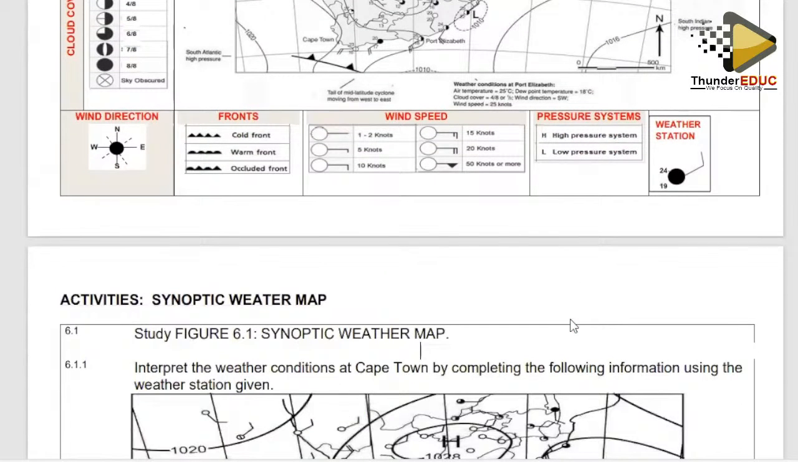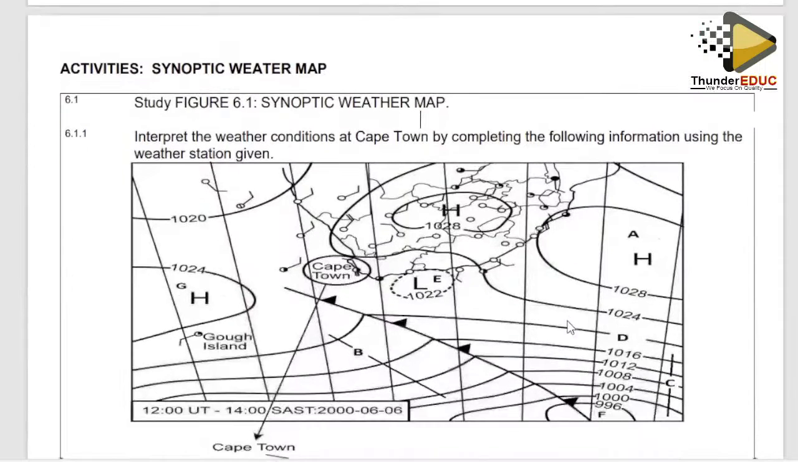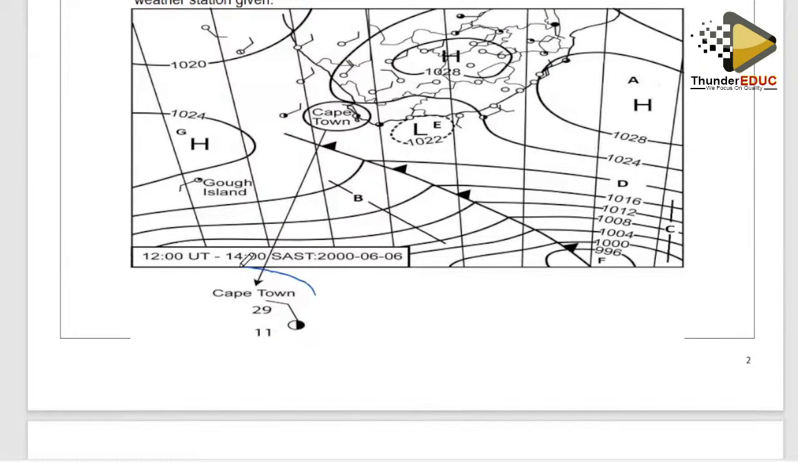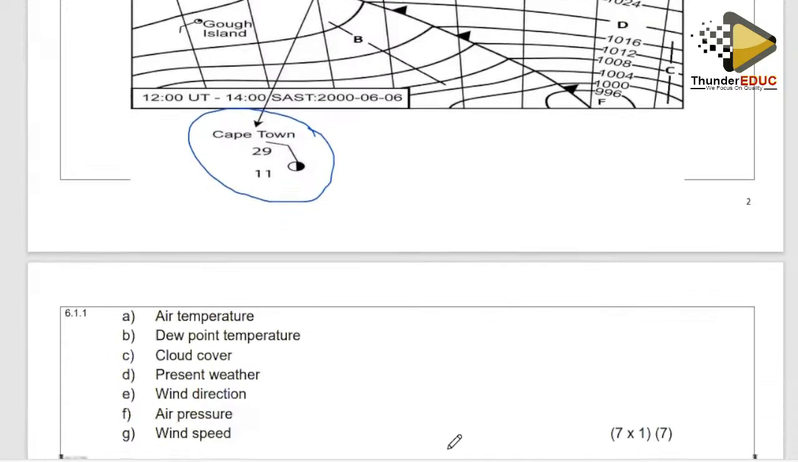Right, so we want to quickly look at the questions here, which are based on the synoptic map indicated here for Cape Town. The Cape extract is coming from Cape Town here, as it has been enlarged so that it becomes clear for us to figure out what is being shown on that synoptic map. So the enlarged weather station is indicated here with 2911 and that shaded circle and this bar. What is the question saying?